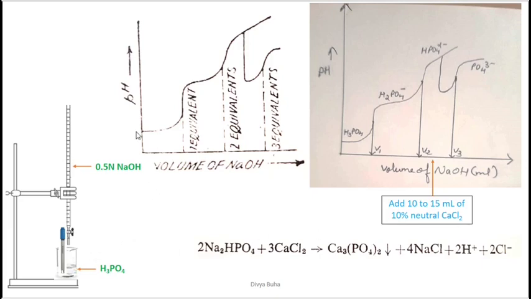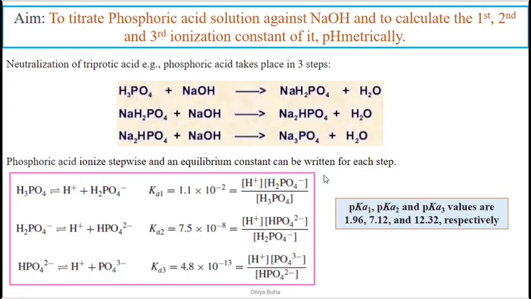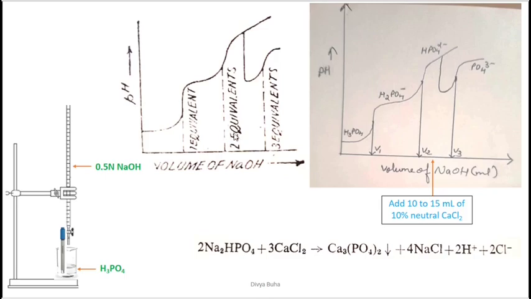With the help of those values, you have to draw a graph of pH versus the volume of NaOH which is being added. And as I told you, since the neutralization occurs in 3 different steps, you will be getting 3 equivalence point values. That would be V1, V2 and V3.